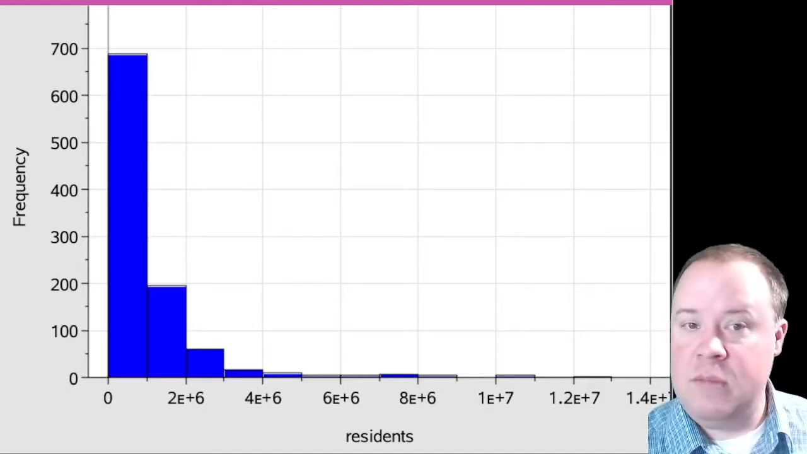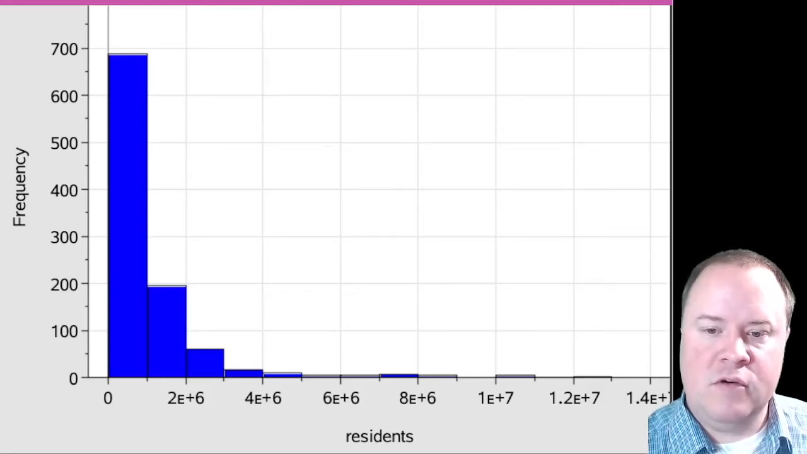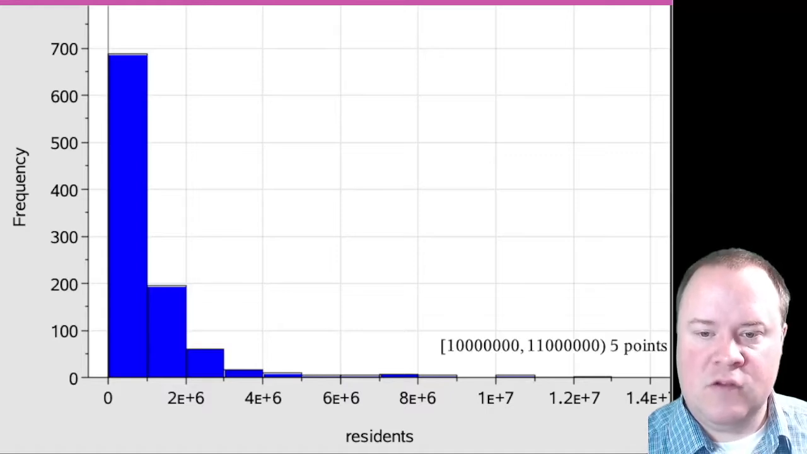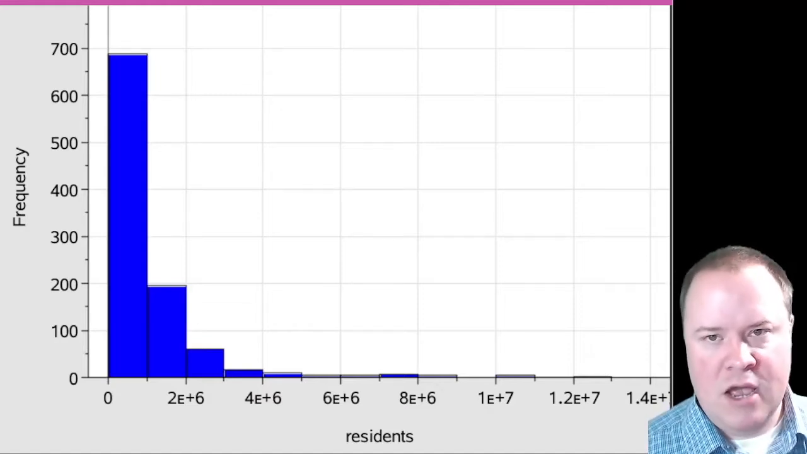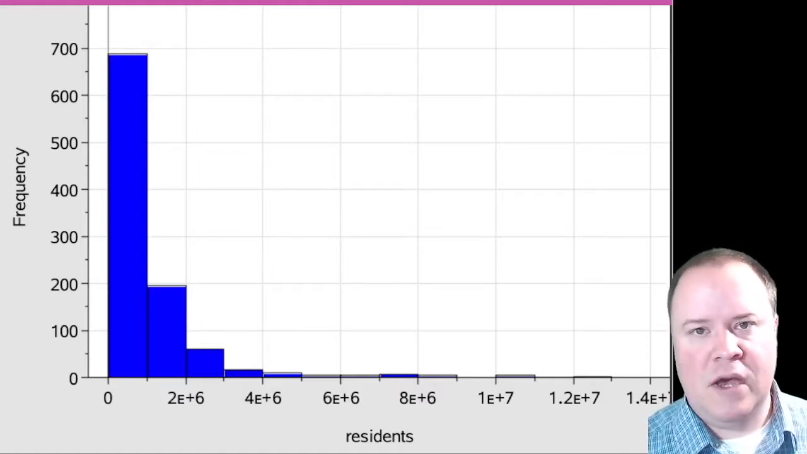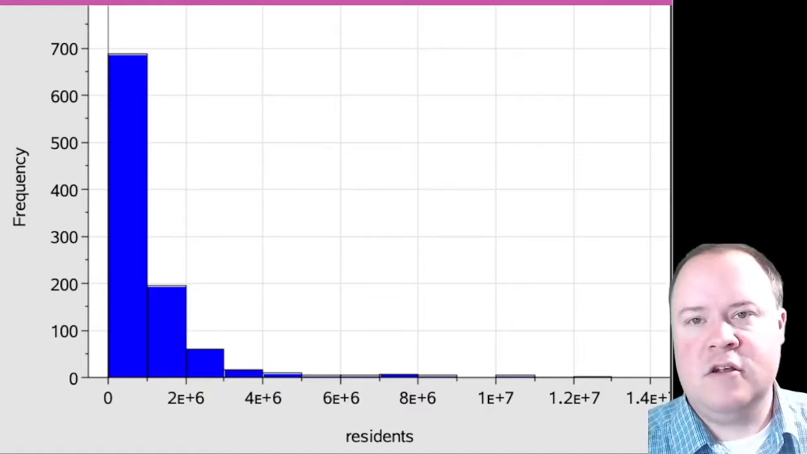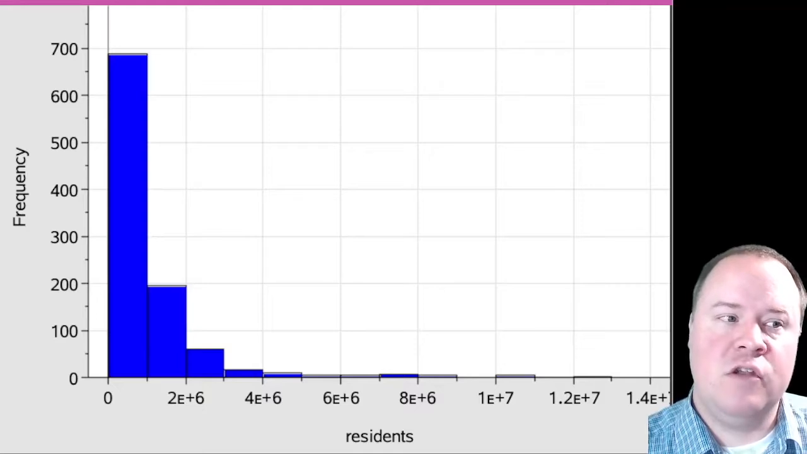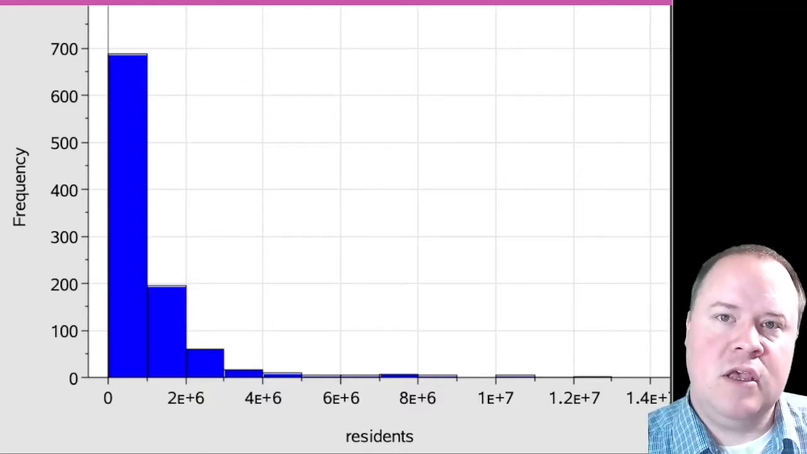And also there's quite a bit of spread, ranging from somewhere less than 1 million all the way up to 11 million. That's quite a bit of spread when you're talking about population. And so: high amount of spread or variability, and a skewed right distribution impacting the center, with the mean being larger than the median.